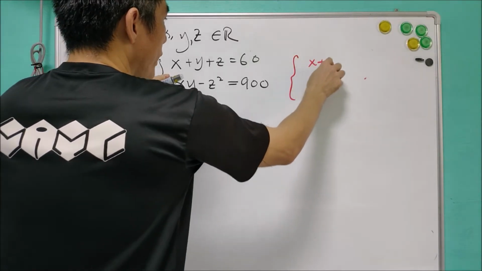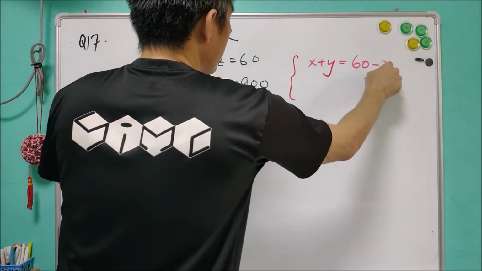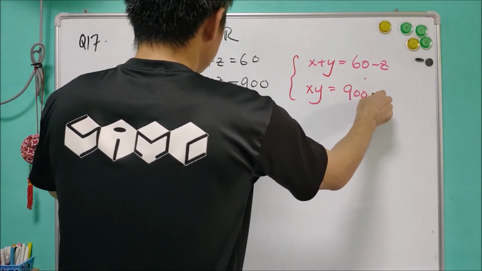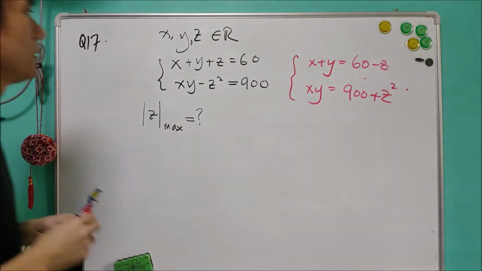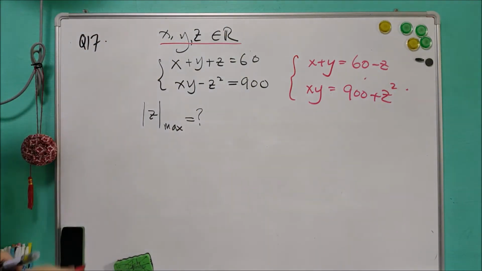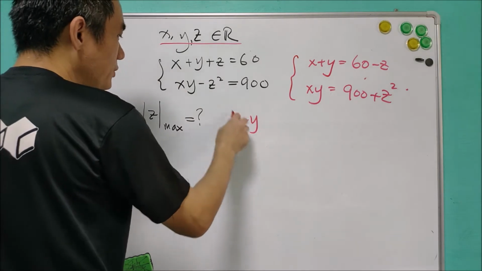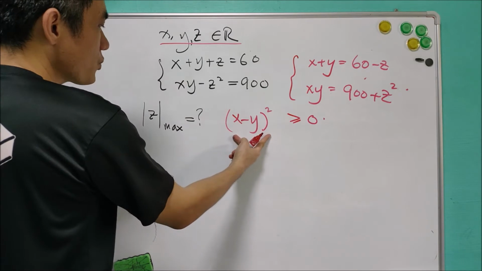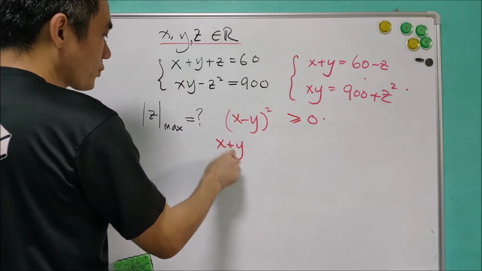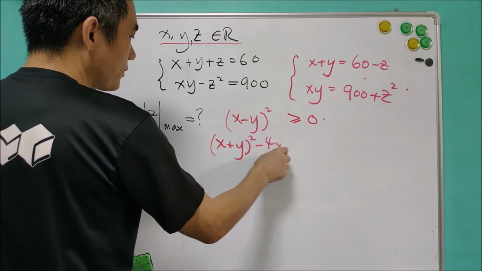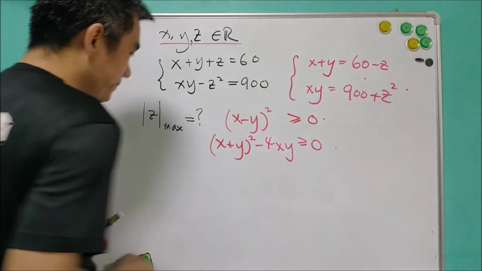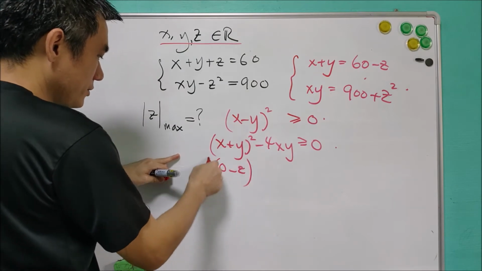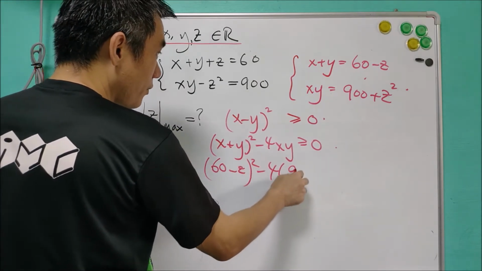Here, x + y is equal to 60 - z, and xy is equal to 900 + z². Since x and y are real numbers, we know that (x - y)² is greater than or equal to 0. But (x - y)² can be written as (x + y)² - 4xy, greater than or equal to 0. x + y is equal to 60 - z, so (60 - z)² - 4 times xy.